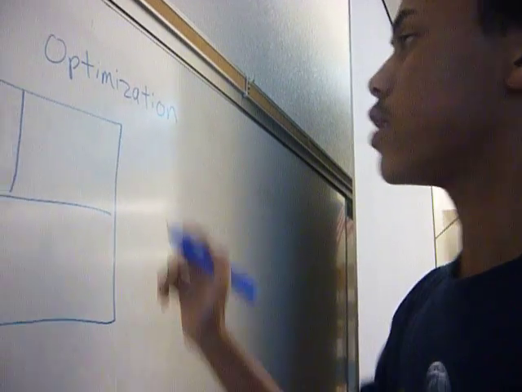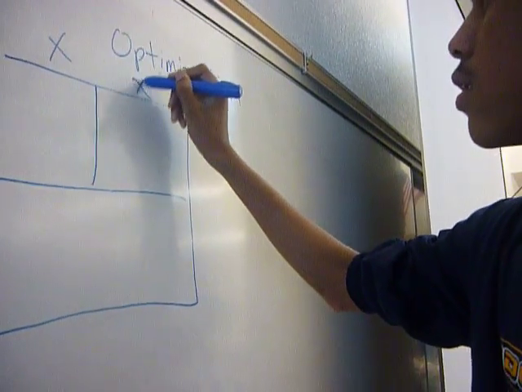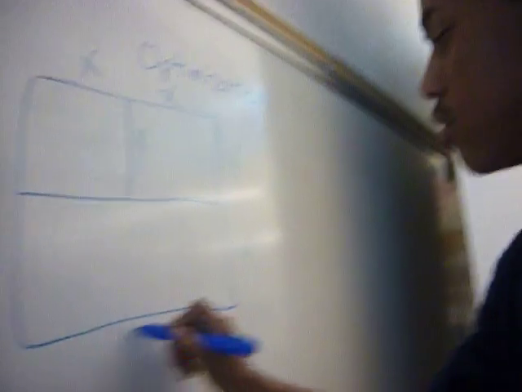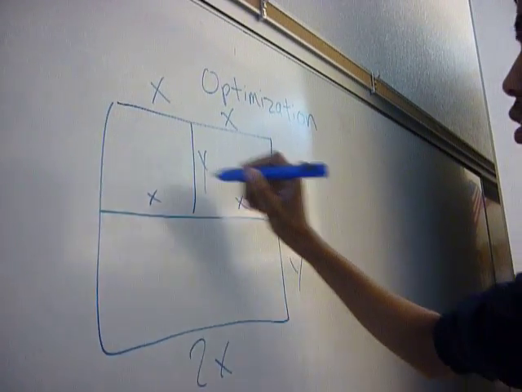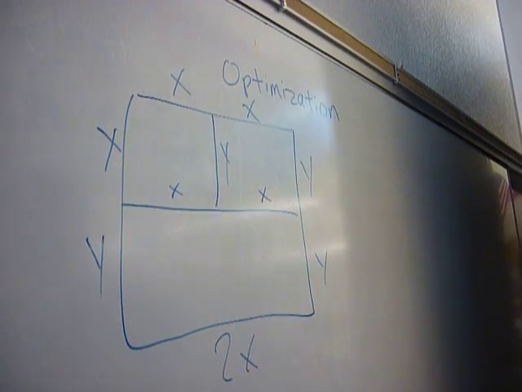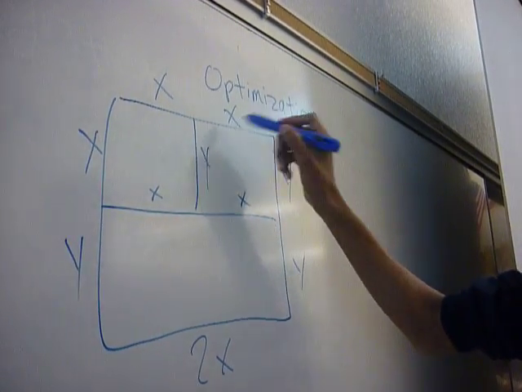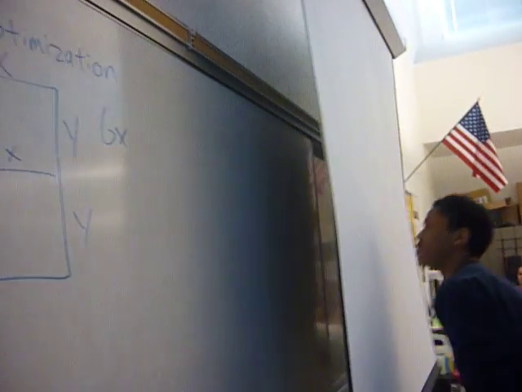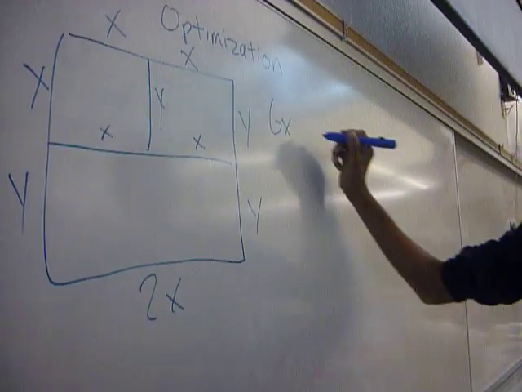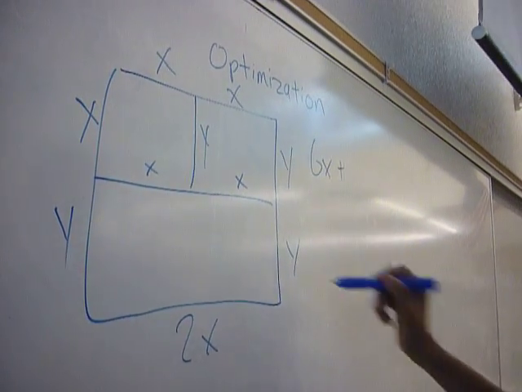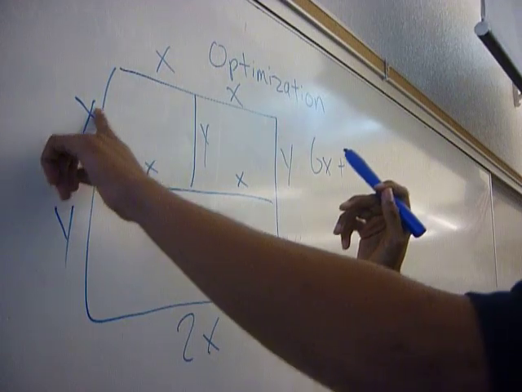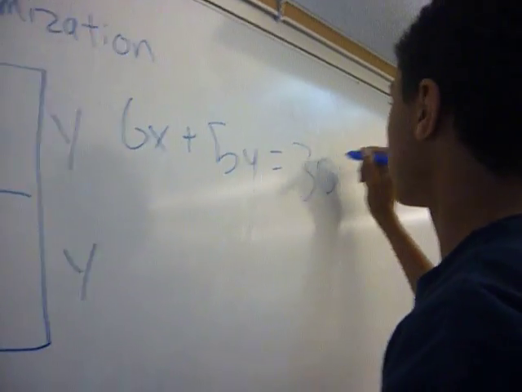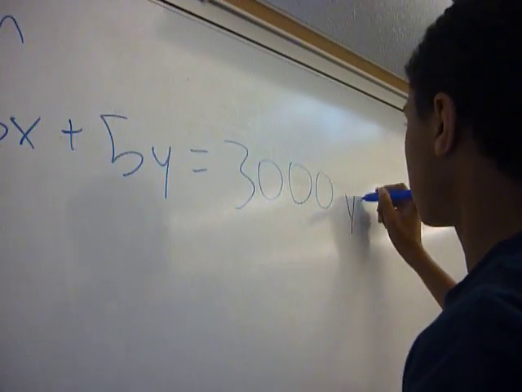And so what they did first was they marked everything. So they had an X, this is Y, since these are 2, this is another Y here, this is 2X, we have X down here, X here, Y, and Y. And in all, they had 1, 2, 3, 4, 5, 6 X's, and 5 Y's, which equals the 3,000 yards of fencing they have.